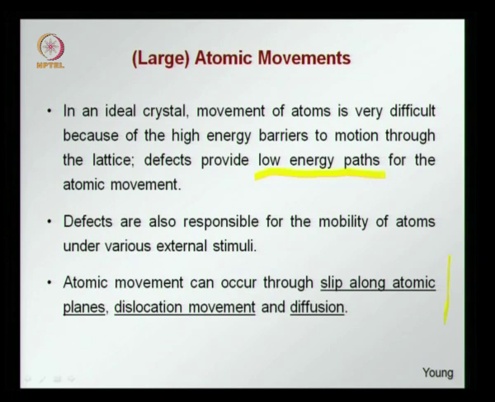Atomic movement can occur through slip along atomic planes, dislocation movement, we talked about dislocations already, and diffusion. Now we look at these types of movements in further detail.